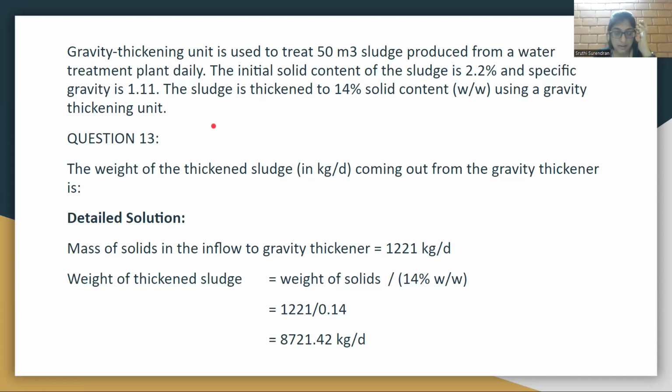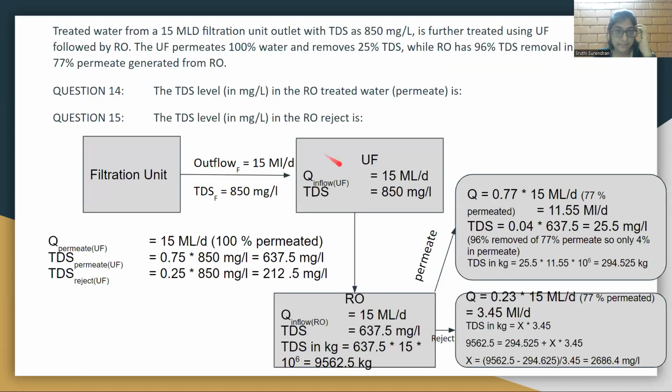Okay. So this problem was a little confusing when I explained, so I just prepared a flow chart of how this is done. Here we are supposed to find the TDS level in the RO treated water and the TDS level in the RO reject. The question is where some amount of water from the filtration unit is sent into an ultrafiltration unit, and then again it is sent to a reverse osmosis unit.